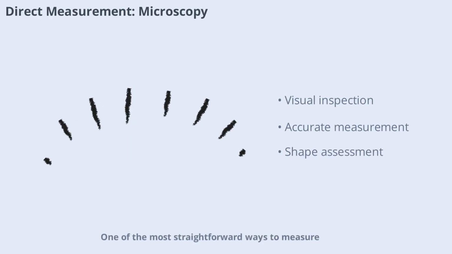One of the most straightforward ways to measure particle size is through direct observation under a microscope. Using optical microscopy or photomicrography, scientists can visually inspect particles, measure their dimensions, and assess their shapes. This method is especially useful for particles in the range of 0.2 to 100 micrometers. Calibrated eyepieces help ensure accurate measurements, making microscopy a valuable tool for particle analysis.